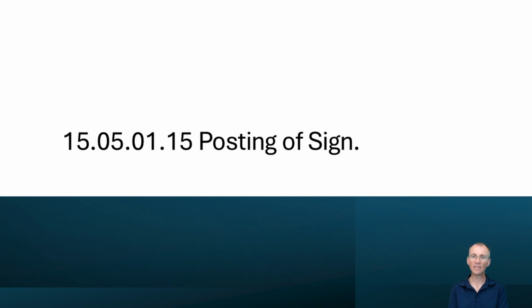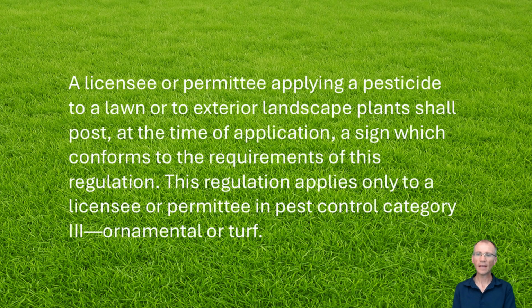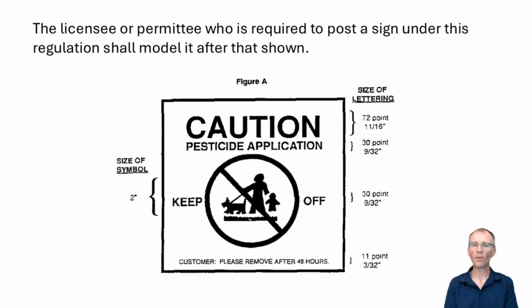15.05.01.15 Posting of sign. A licensee or permittee applying a pesticide to a lawn or to exterior landscape plants shall post, at time of application, a sign which conforms to the requirements of this regulation. This regulation applies only to a licensee or permittee in the Pest Control Category 3, Ornamental and Turf. The licensee or permittee who is required to post a sign under this regulation shall model it after that shown. We'll give you a few seconds to review the sign.